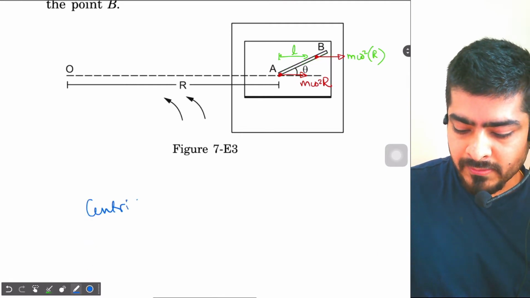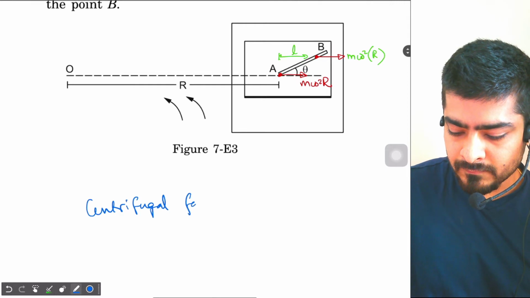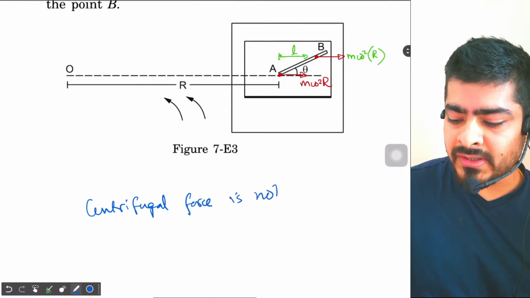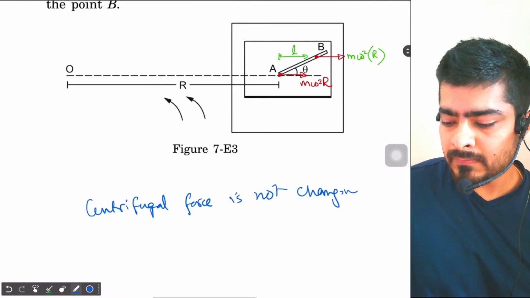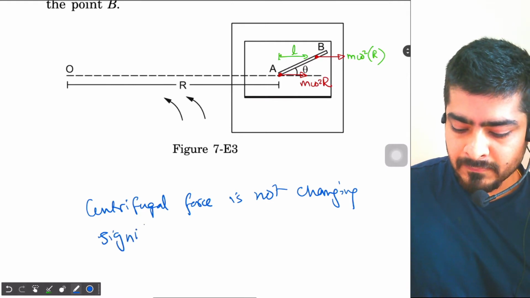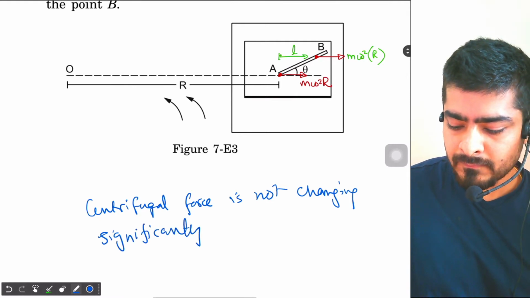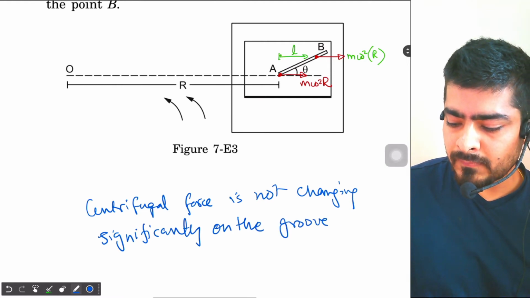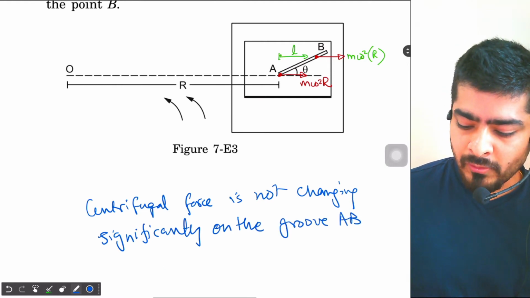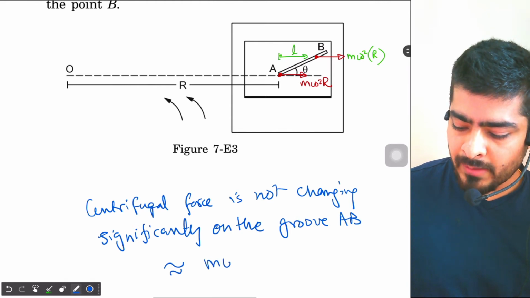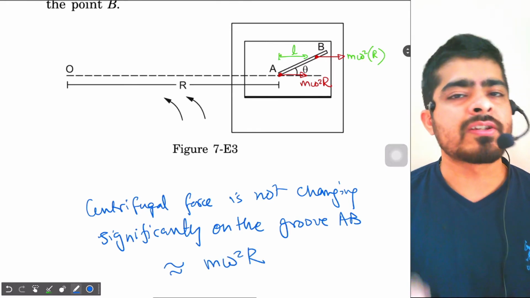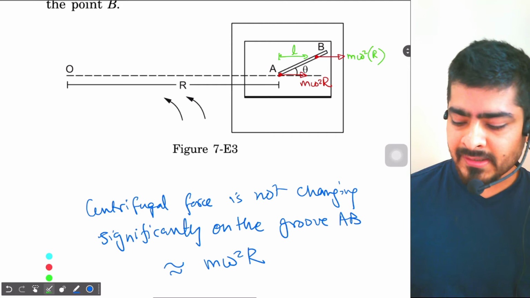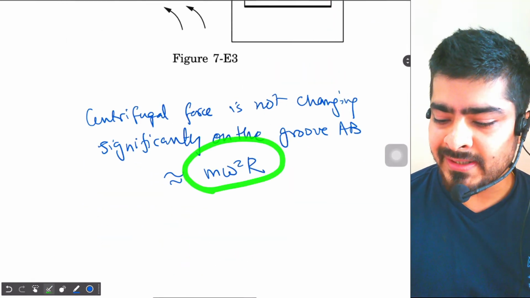Centrifugal force is not changing significantly on the groove AB. So therefore it is almost equal to m omega square r throughout the length of the groove. And since this is now constant, the question becomes easier.